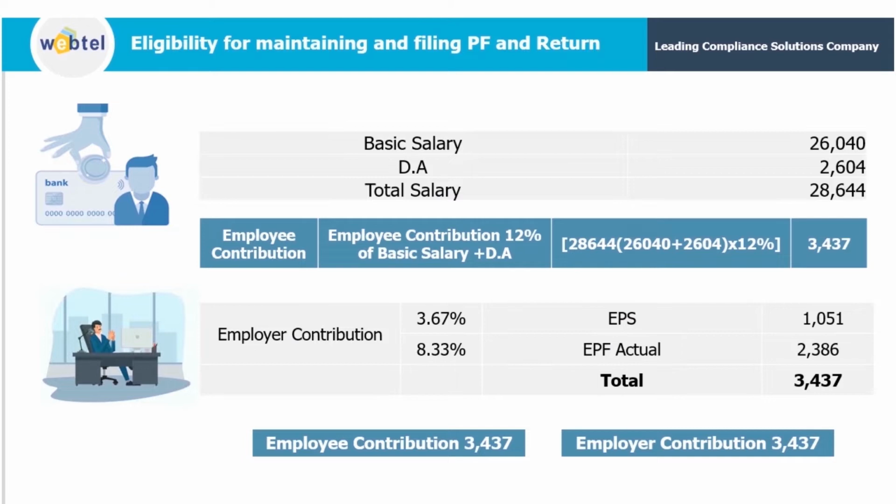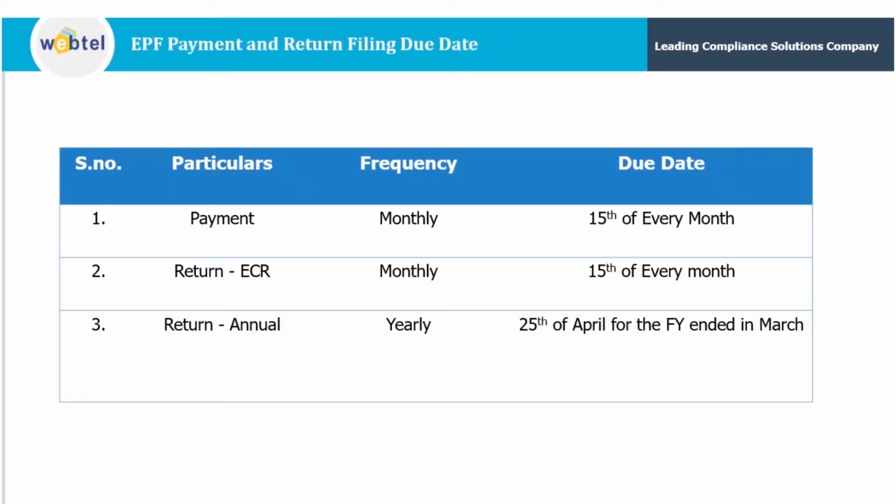Next is the employer contribution. The employer's contribution is provided in two parts. The first one is EPS, that is 3.67%, and the second one is 8.33%, which goes to EPF. So the EPF comes to 2386 and EPS is 1051. This is how the employer contribution is to be provided, and the amount sums up to 3437 for both employer and employee.